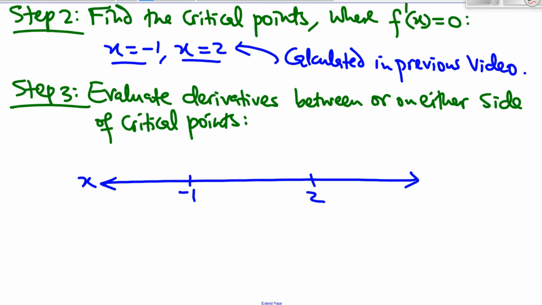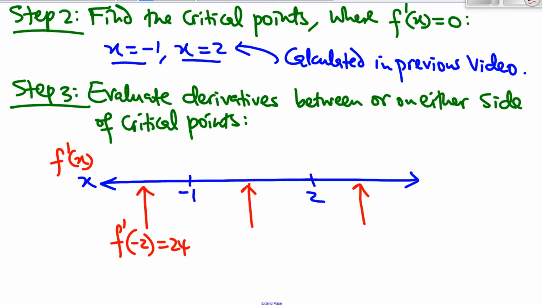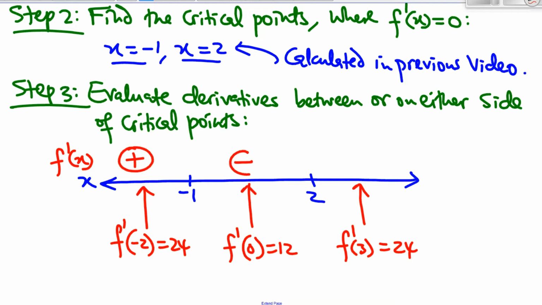And what we did was we went further and investigated the signs of the first derivative. Now we picked some test points in between, and we said if you pick -2, we ended up with 24. If you pick 0, we ended up with 12. If you pick 3, you ended up with 24. And we said, well, the signs of the first derivative: here it's positive, here it's negative, and here it's positive.